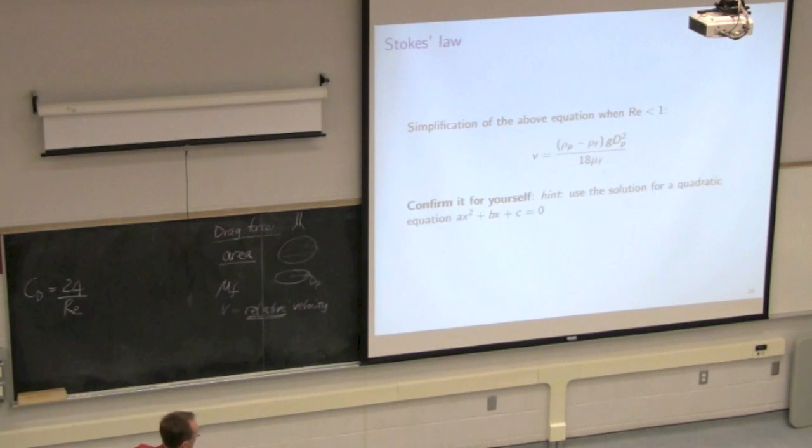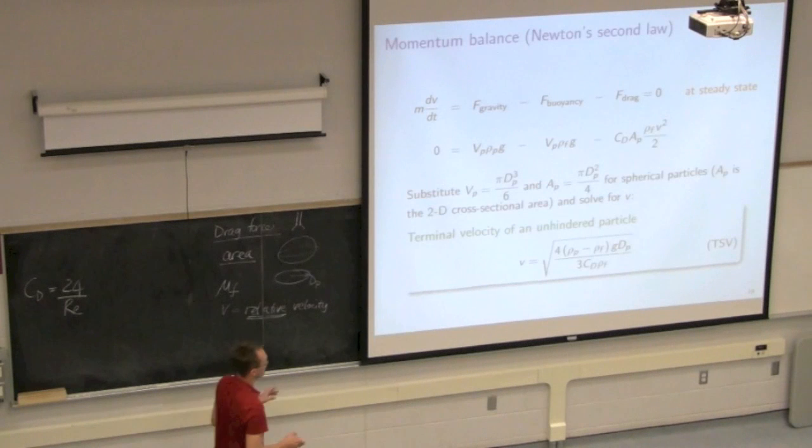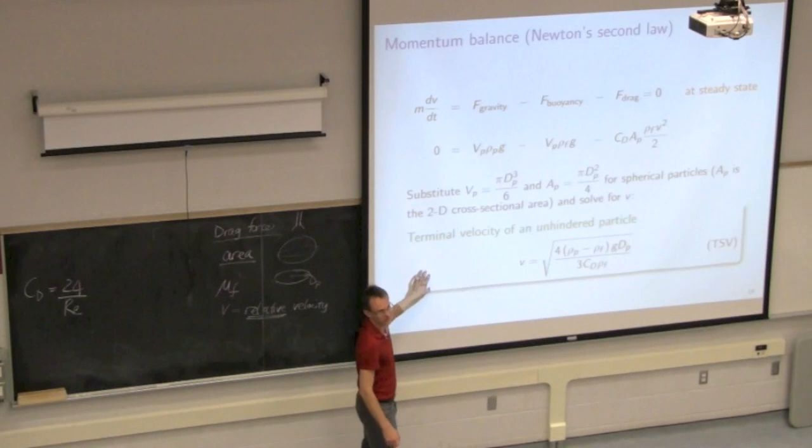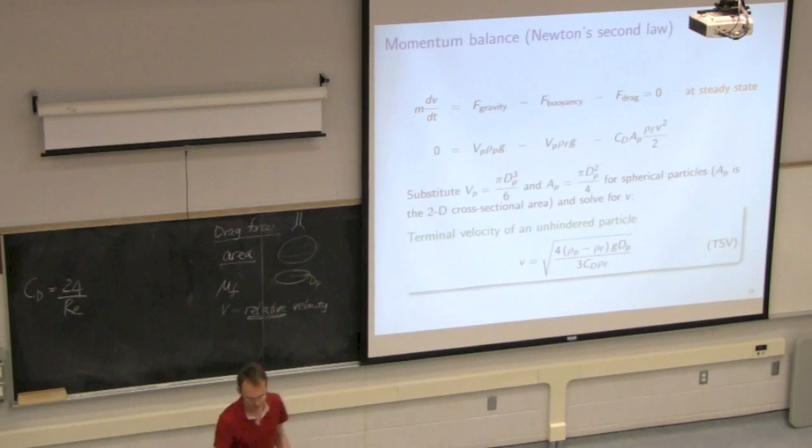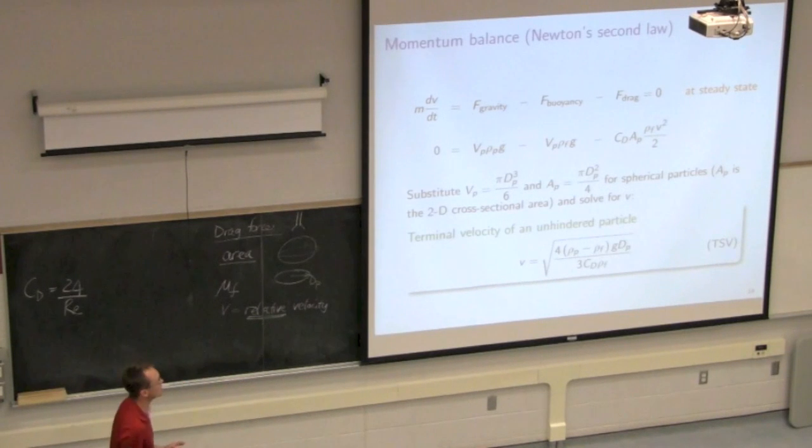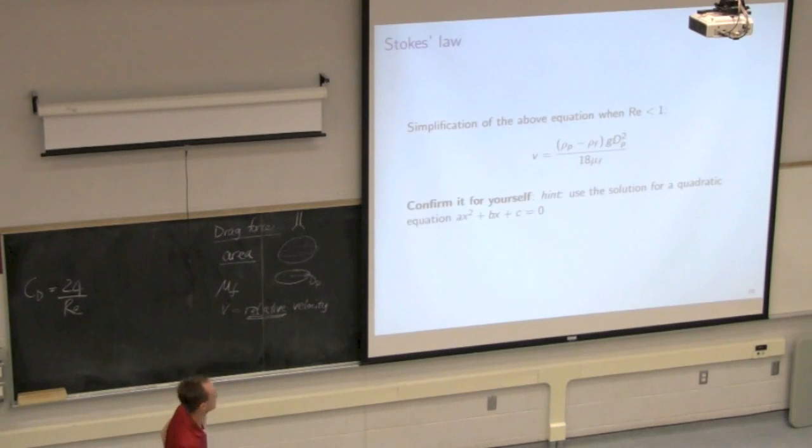This equation up here, TSV, is the more general of the two. It holds in every situation, as long as those other prior assumptions are met. In other words, no hindered settling, and we've ignored Brownian motion. But this equation holds in every case. This equation over here only holds for the situation where Reynolds number is less than 1. So it's a simpler equation to work with, but only holds in a limited region.